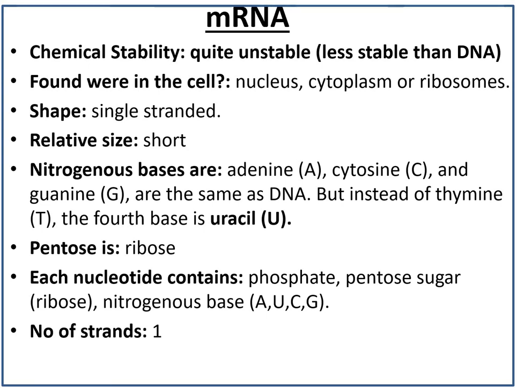So mRNA, which is a type of RNA, is a relatively unstable structure. It's found either in the nucleus, the cytoplasm or the ribosomes, depending on where along its journey it is. It's single-stranded, it's relatively short, and the nitrogen bases are adenine, cytosine and guanine. And instead of the thymine, the 4th base is uracil. The pentose is ribose, and each nucleotide contains a phosphate, the pentose sugar ribose, and the nitrogenous base, which could be A, U, C or G, and it is single-stranded.